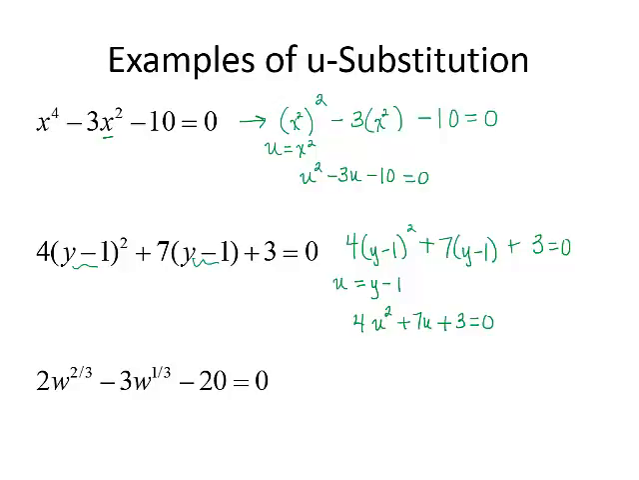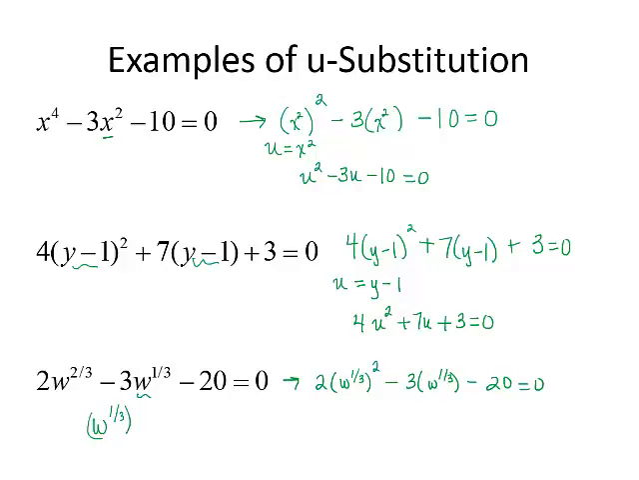Our last example here is 2w to the 2/3 minus 3w to the 1/3 minus 20 equals 0. So we want to see if we can write it in the form of 2 times something squared minus 3 times something minus 20 equals 0. Again, that something has to be what's in the middle term, which is w to the 1/3. Well, when I put w to the 1/3 in the first parentheses, is w to the 1/3 squared w to the 2/3?